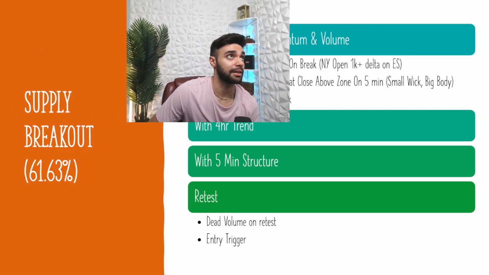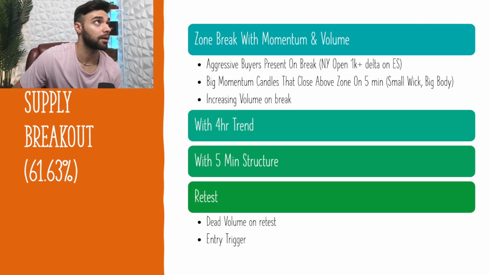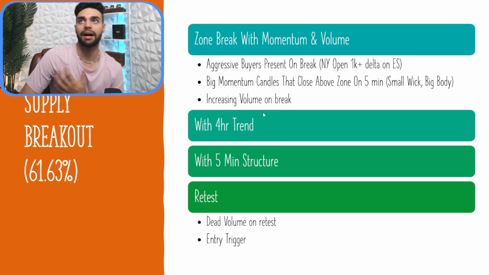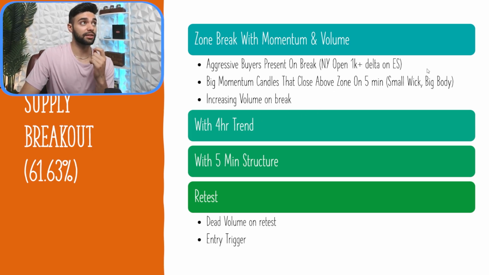Breakouts are one of my favorite ones to play as well, especially in a trending market, guys. So this has to be a zone break with momentum. We need to see aggressive buyers present on the break. This is what I'm looking for in the Delta, guys, on the break on the open of New York, right? Big momentum candles that close above the zone on the 5-minute chart. This is a supply break as a long play. Increasing volume on break with the 4-hour trend, with the 5-minute structure, obviously.